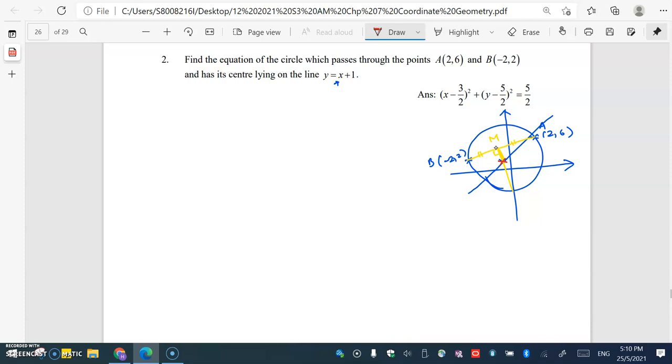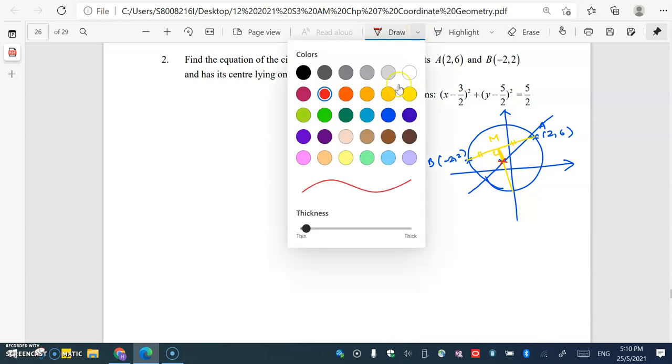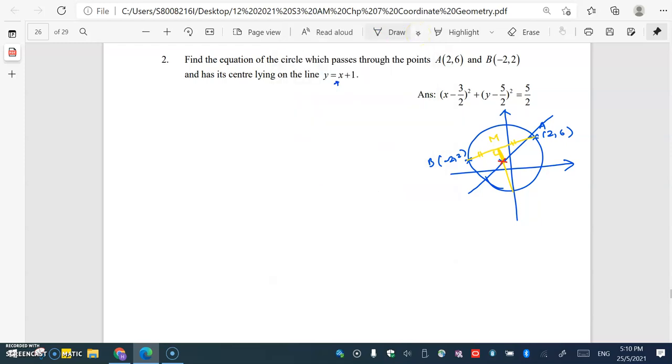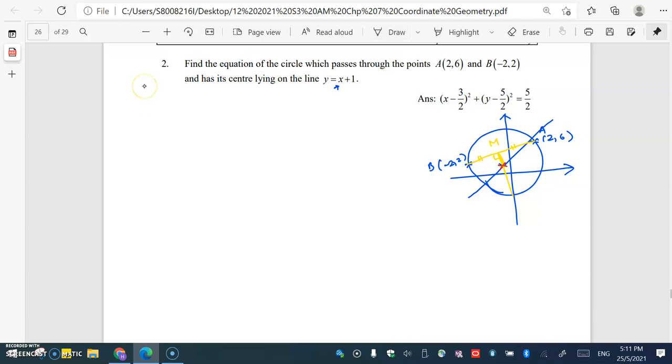But to solve simultaneously, I need to first have the equation of the yellow line. So let's go find the equation of the yellow line. Well, to find the equation of a line, you need a point as well as the gradient. So let's find a point. M is a point on the yellow line, so let's go find the midpoint of AB.